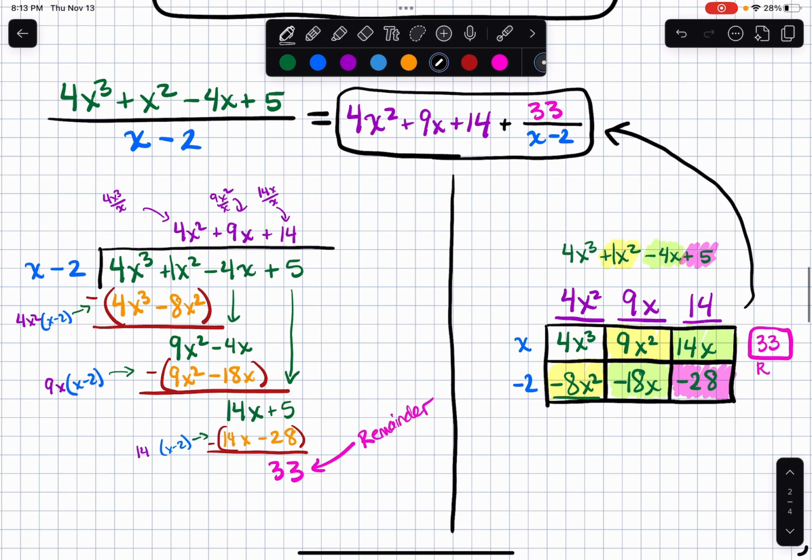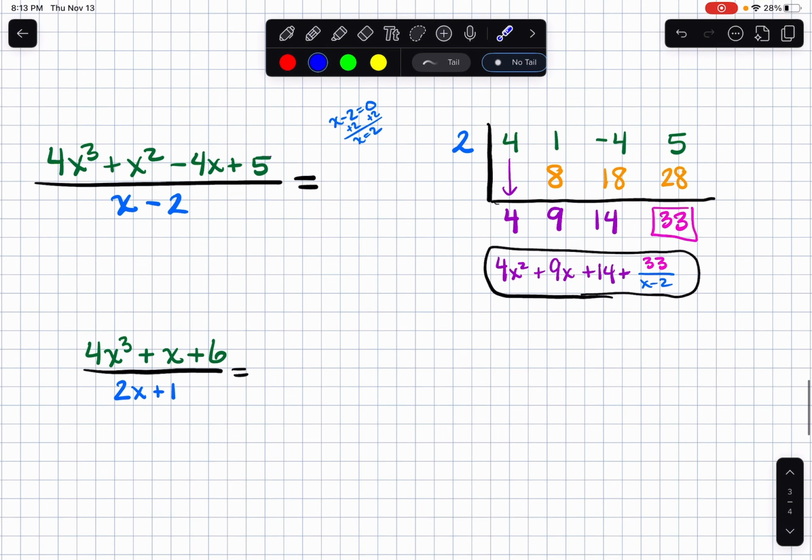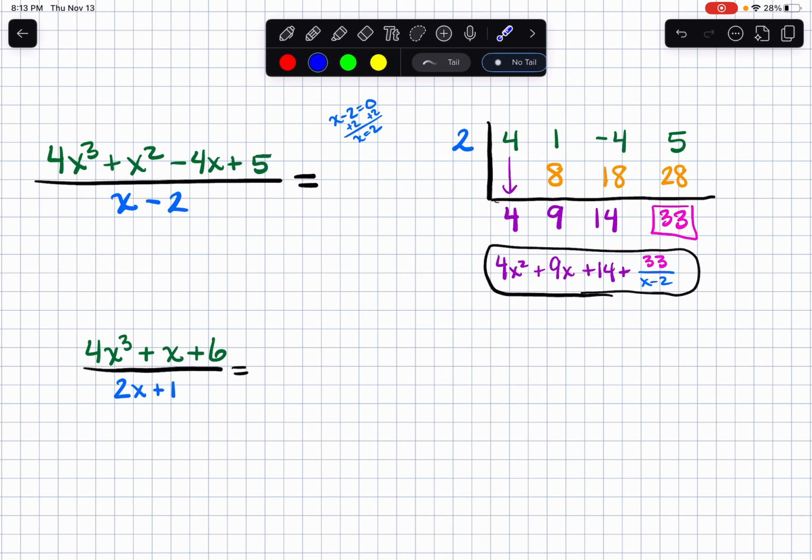So synthetic division works very well when we are dividing by something like x minus 2. Synthetic division gets more complex when we have something like 2x plus 1. Because if you don't have 1x plus or minus a constant in your divisor, what you need to do first is manipulate your original division problem until you are dividing by 1x.